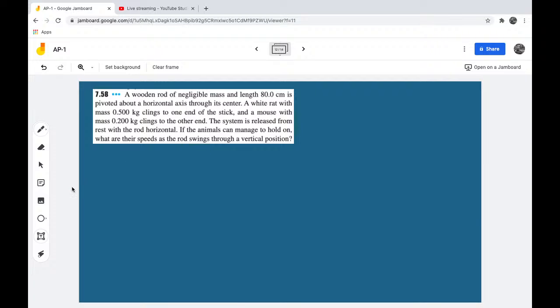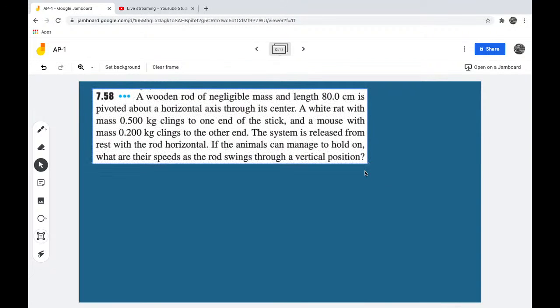Okay, let's take one more example. This is not so exhaustive. A wooden rod of negligible mass and length 80 centimeter is pivoted about a horizontal axis through its center. So as I said, I always prefer to draw a rough diagram. So I will draw a rough diagram here. We have a wooden rod. So this is the rod. The rod is pivoted about center. So about this point there is a pivot.